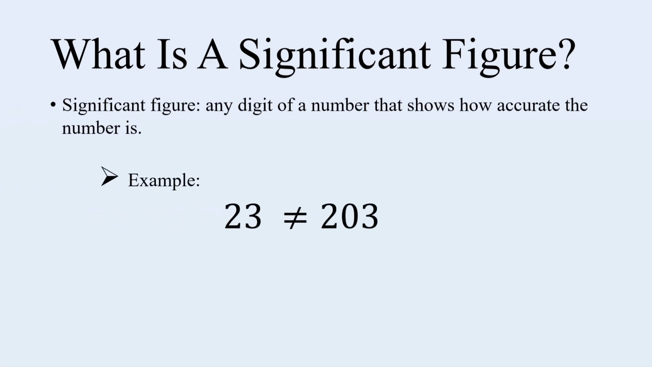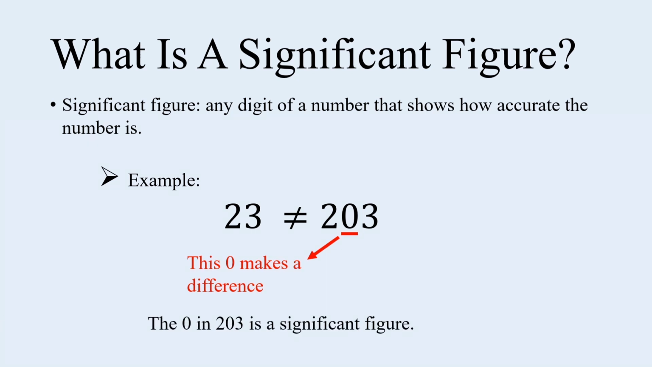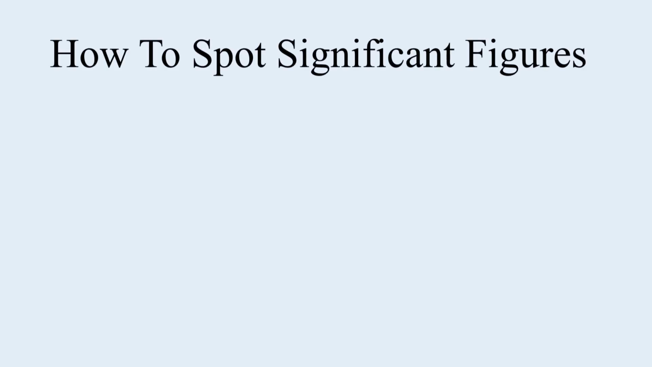So, for example, if we look at the number 23 and we look at the number 203, those two numbers are not the same. Why? It's because of that 0 in the middle of 203. For this reason, that 0 makes a difference between 23 and 203. In this case, we can say that the 0 in 203 is a significant figure. Now let me tell you how to spot significant figures in a number.